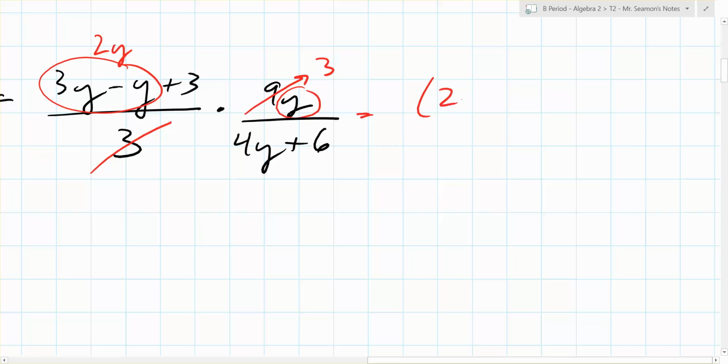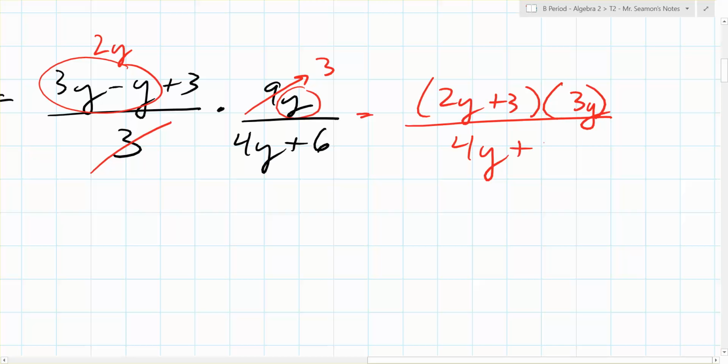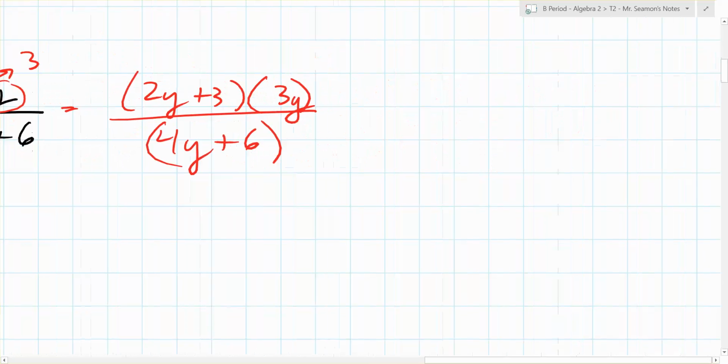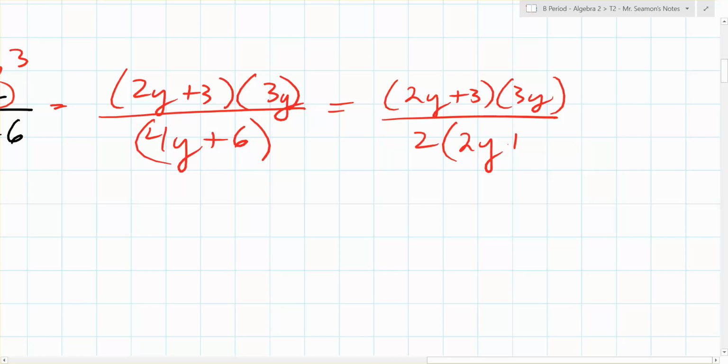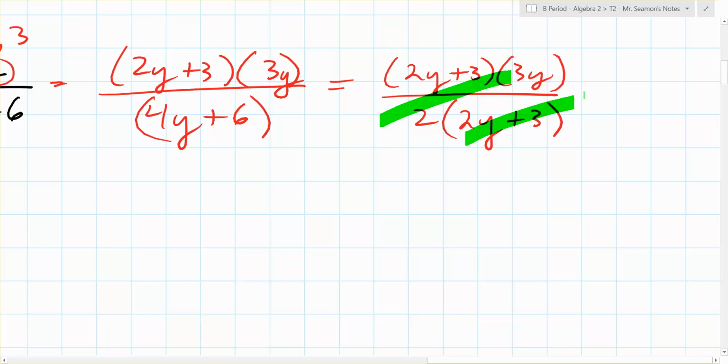So what do you have here? 2y plus 3 times what? 3y all over what? 4y plus 6. What can we factor out of the bottom? A 2. So you have 2y plus 3 times 3y all over 2 times 2y plus 3. What cancels? 2y plus 3. So what are you left with? You end up with 3y all over 2.